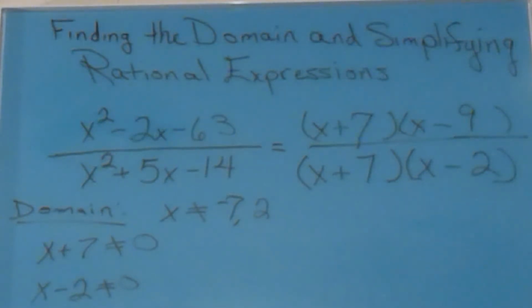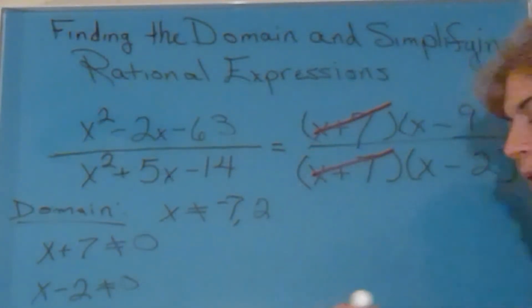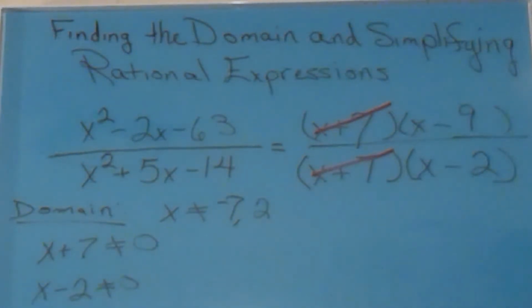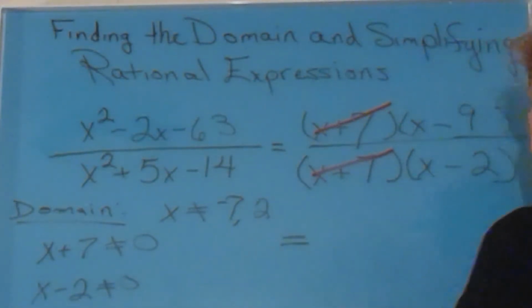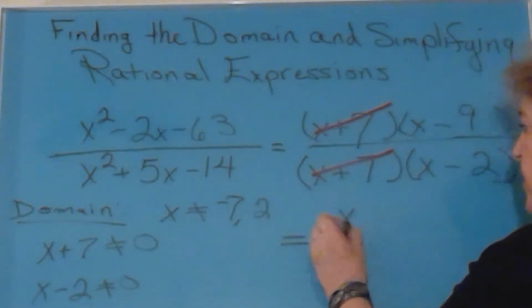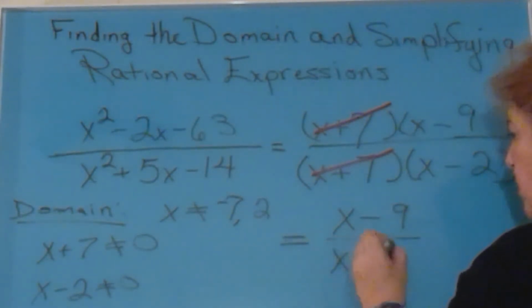I have x plus 7 in the numerator and the denominator. So we're going to divide those out. And that means my remaining expression is x minus 9 over x minus 2.